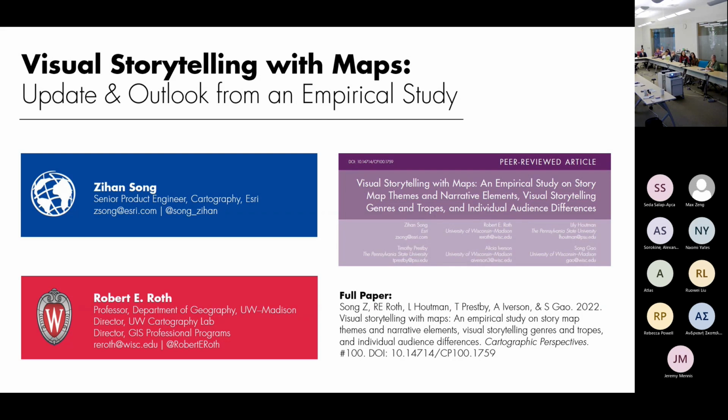Welcome, everyone. My name is Rob Roth. I'm a professor at the University of Wisconsin, and I'm really excited to present a paper that's hot off the presses. It was just released in Cartographic Perspectives on the topic of visual storytelling with maps. And there are some intersections with the theme of this session, particularly as we'll try to point out around empathy.